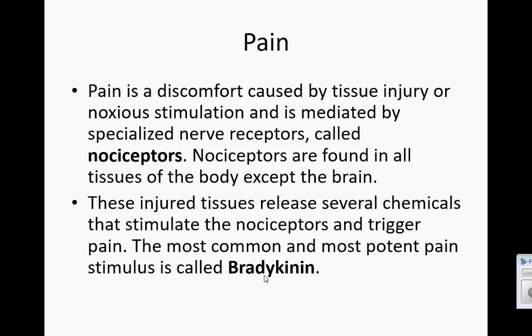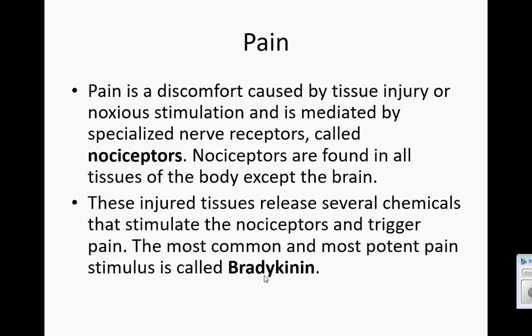Pain is something unfortunate for us, but without it, we would never know if our tissues were being injured, which is the overall original stimulus for pain. Tissue injury or noxious stimulation. The nerve receptors for this are called nociceptors. We find these actually in all tissues of the body except for our brain. So if you get like a headache, it's not actually your brain that's aching. It's something else.